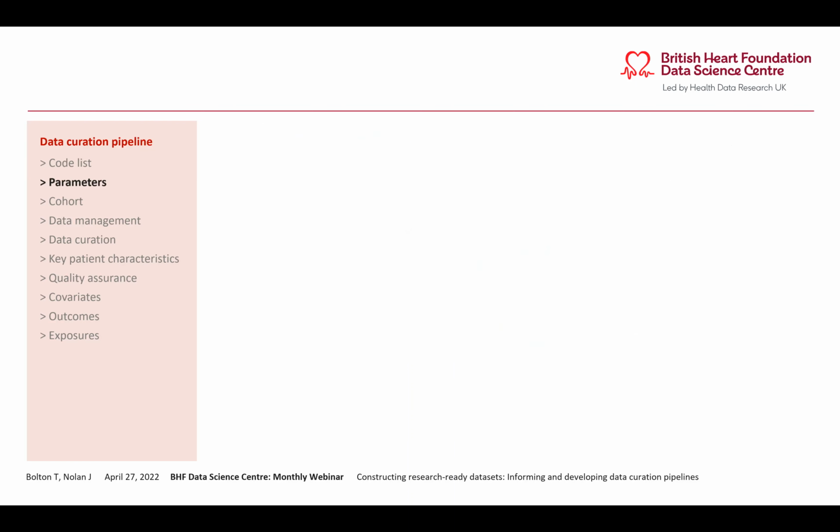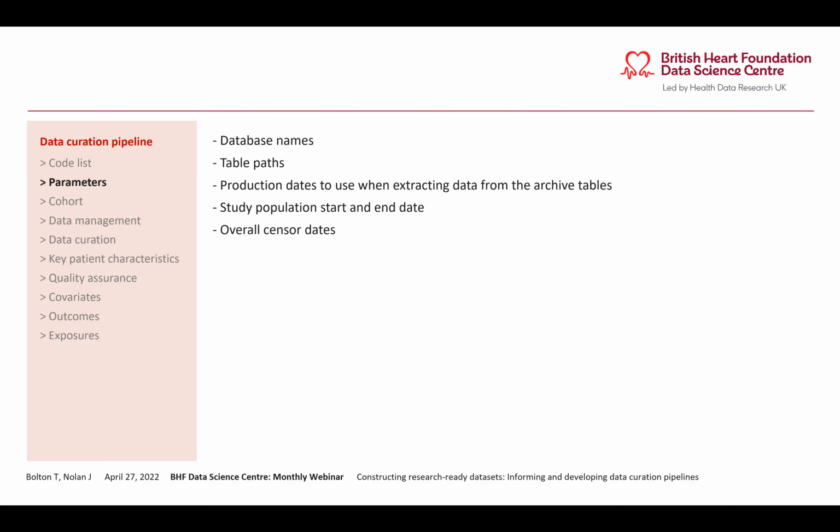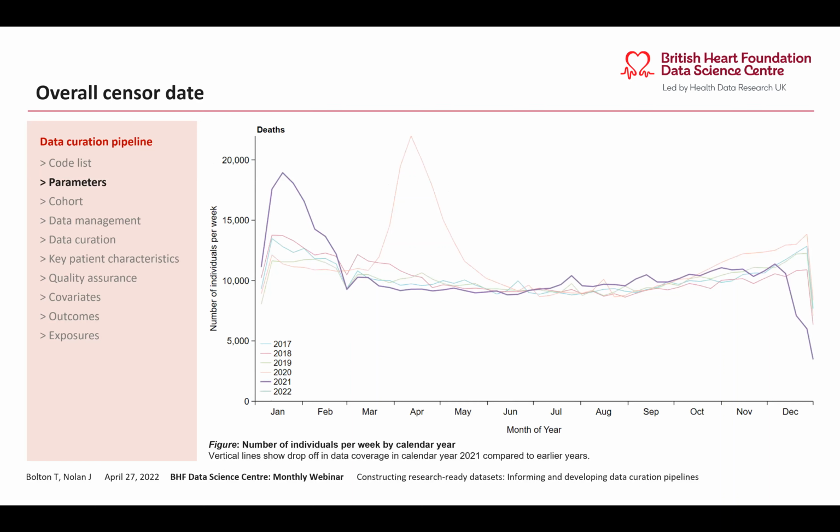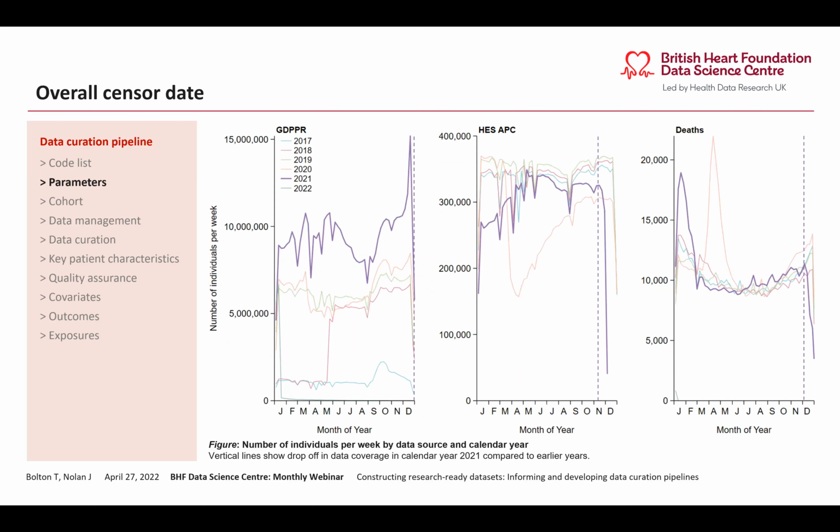At the start of the pipeline, we set our parameters. This includes database names, table paths, production dates to use when extracting data from the archive tables, project start and end dates to define our study population, and overall censor dates. For the latter, this may involve, as Sean showed earlier, plotting the number of individuals over time to see when the data coverage drops off. And it's useful to compare the current year to previous years here. So for deaths, the data coverage looks to be incomplete in December. We can do this for each of our data sources and take our overall censor date to be the minimum drop-off date, which ensures we have complete data across data sets up to this date. And thank you again to Samit for sharing her work on this.